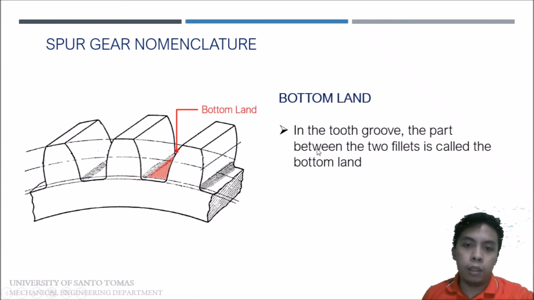Bottom land. So in the tooth groove, the part between the two fillets is called the bottom land. Usually, we put a fillet on our gear to avoid further friction, because our tooth profile might hit the unwanted part of our gear.